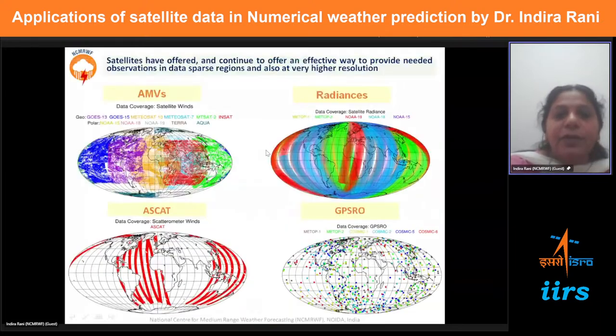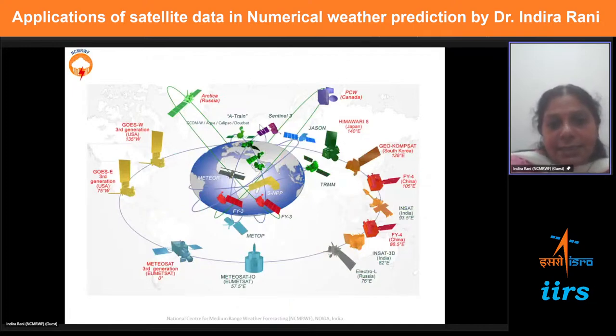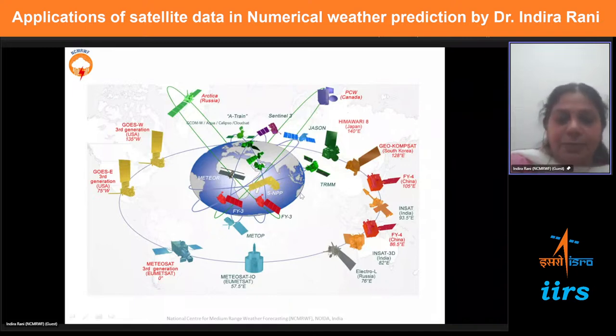When we see the polar, we have many satellites in polar orbit also, like TRMM. Right now TRMM is not there. Then we have the GPM, the FY-3 series of satellites from China, and the METOP satellites from the European Space Agency. SNPP and NOAA series of satellites from the US Space Agency, and we have the A-Train, the afternoon equator crossing time series of satellites. And in the highly elliptical orbit, we have Arktika from Russia and PCW from Canada. So this is the currently available meteorological satellite network in different orbits.